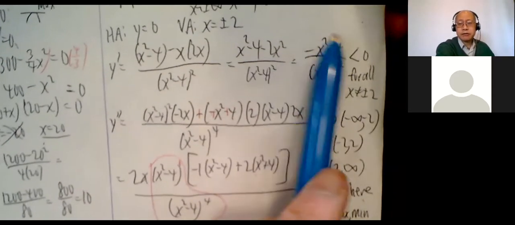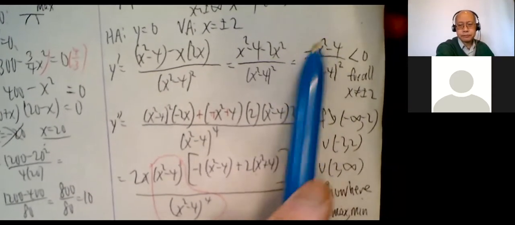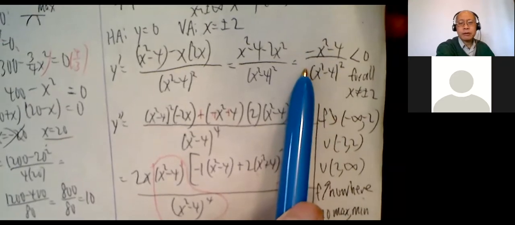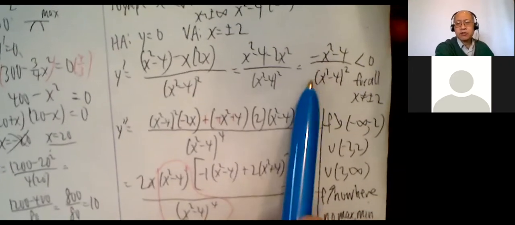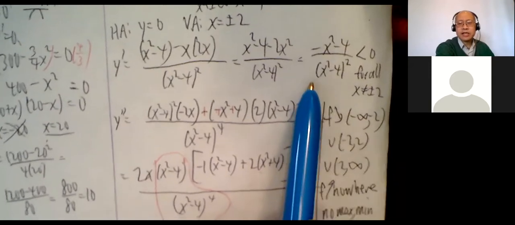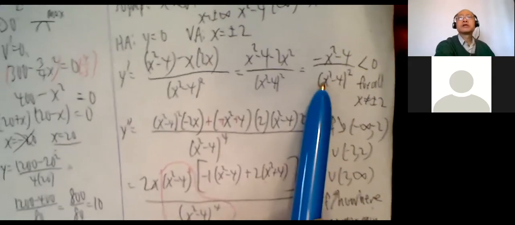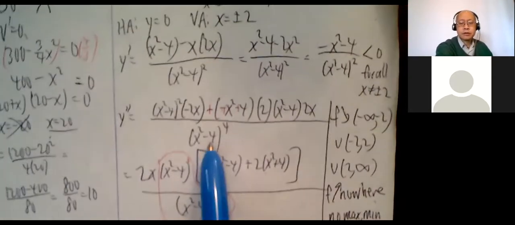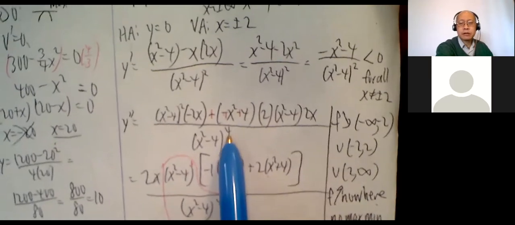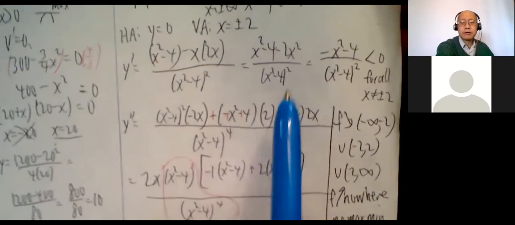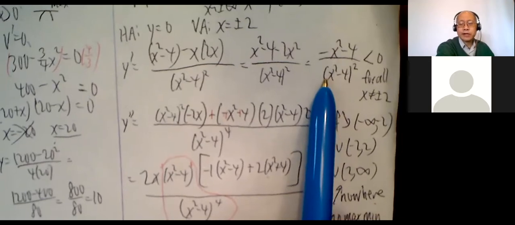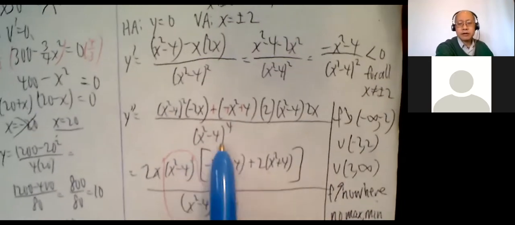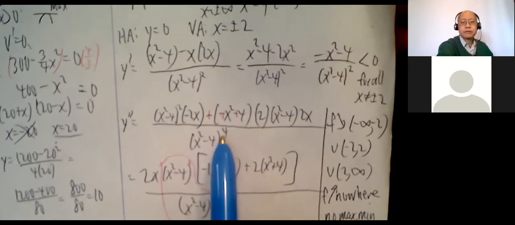Okay, so here is my first derivative. So for y double prime, quotient rule. First, let's get the denominator out of the way. What's the denominator squared? It's x squared minus 4 squared, squared. Fourth power, right? Again, by formula, I'm supposed to square the denominator for the quotient rule. So x squared minus 4 squared, squared is the fourth power.